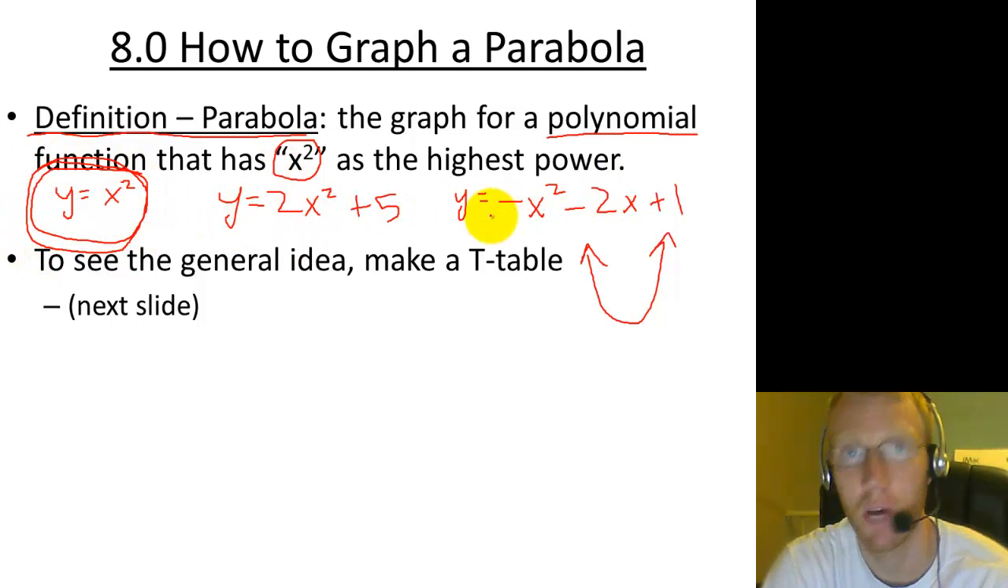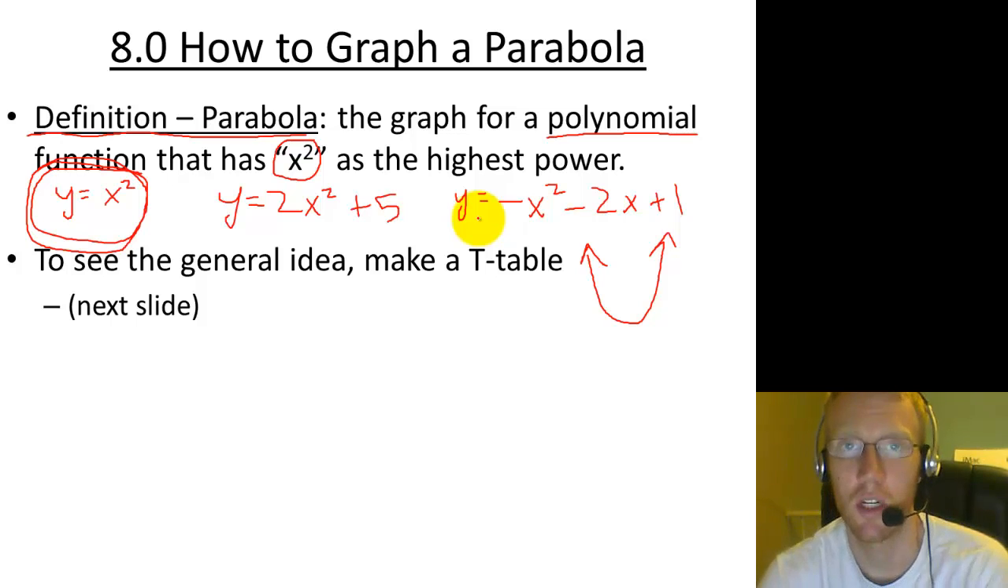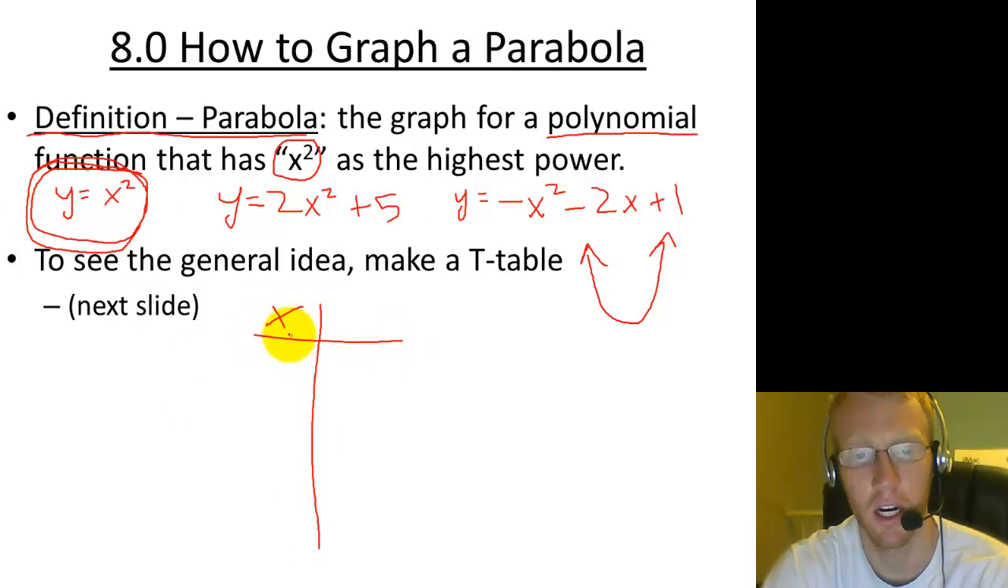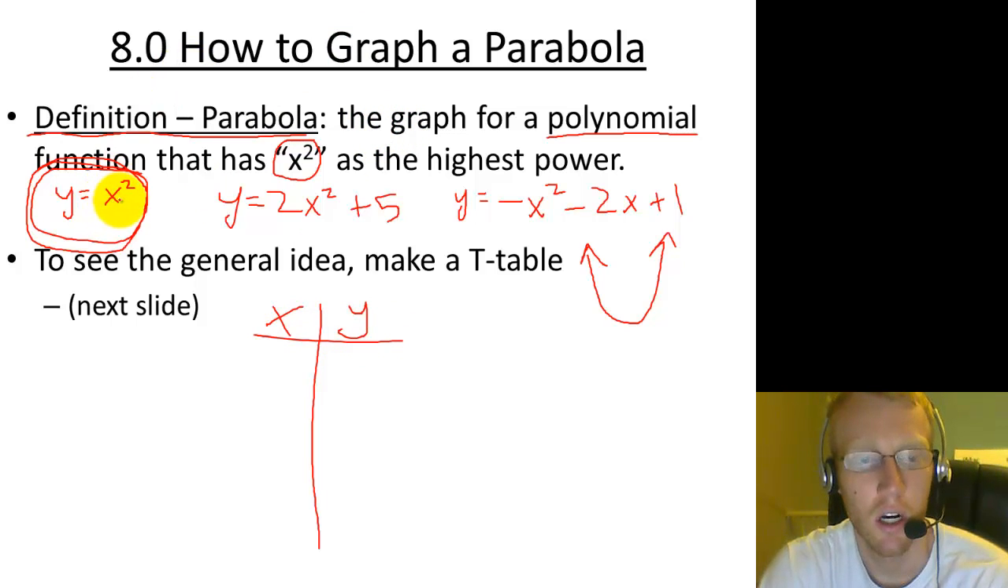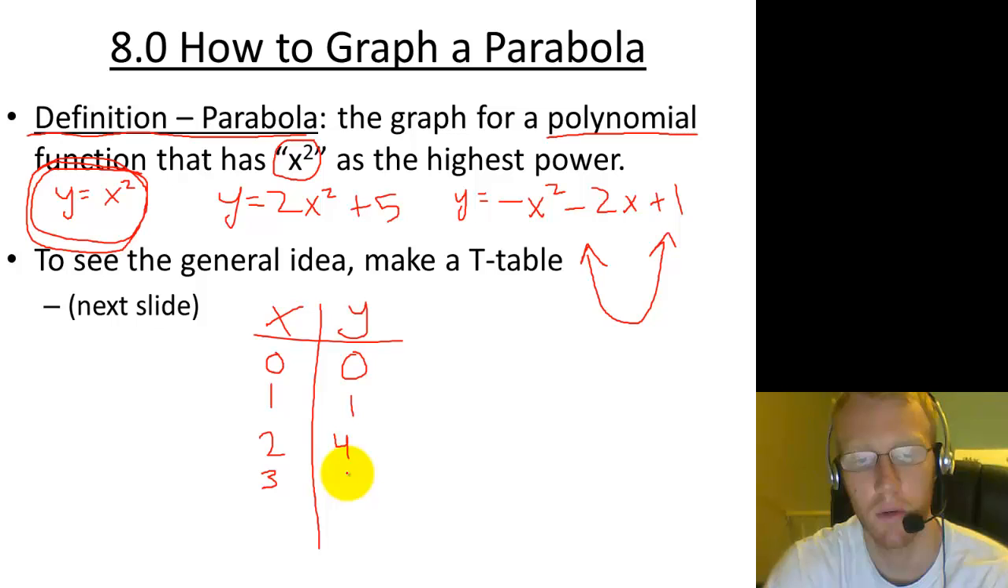We'll learn about all these other more complicated parabolas throughout Chapter 8 and into Chapter 9, but for now, we just want to understand how to graph the basic function y equals x squared. To do that, we're going to make a t-table with our x and our y variable, and we're going to see the relationship between the input and the output. Whatever we put in for x, we're going to square it, and that's how we get our output. If you put in x equals 0 and square it, you get 0 squared, which is 0. If you put in a 1, 1 times 1, or 1 squared, is 1. If you put in a 2, 2 squared is 4. If you put in a 3, 3 squared is 9.